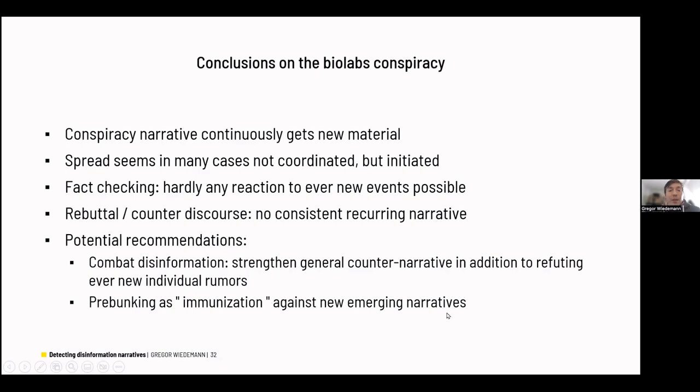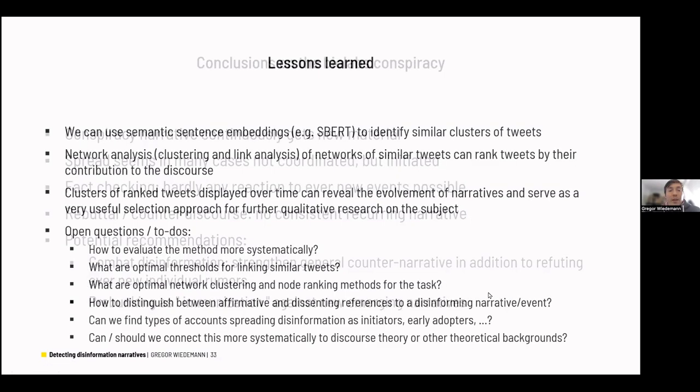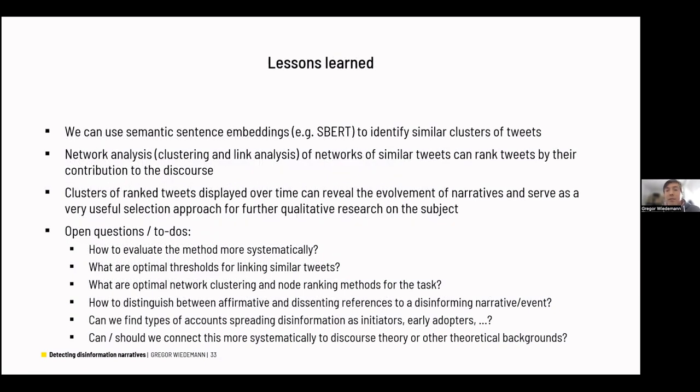From the methodological point of view, we can summarize our lessons learned: we can use semantic embeddings like SentenceBERT to identify similar clusters of tweets. This is pretty impressive, actually, what SentenceBERT is able to do there. There are even multilingual models which are able to cluster similar English and German tweets, for instance, so we can extend our German-related discourse analysis to multilingual discourse analysis.